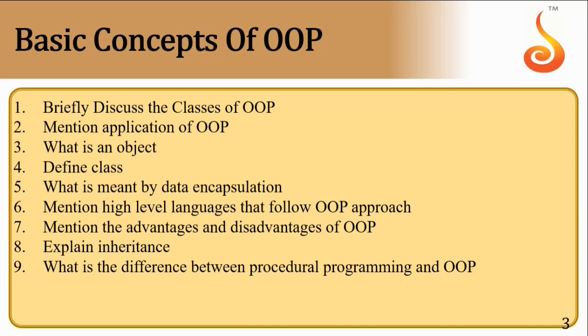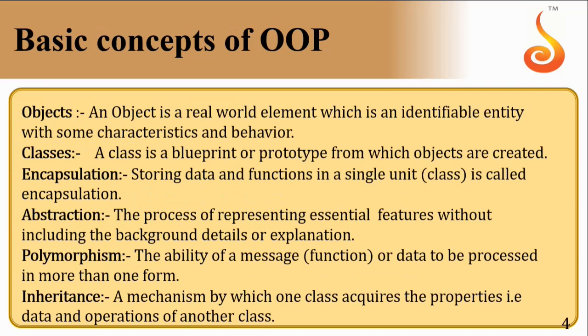And then 1 markers would be each concept. They can ask you what is polymorphism, or what is a class, what is an object, and what is abstraction. All this would be 1 markers. And then they can ask you two or three concepts for a 2 marker question: advantages, disadvantages, applications, and differences. These are the questions which are asked from this chapter.